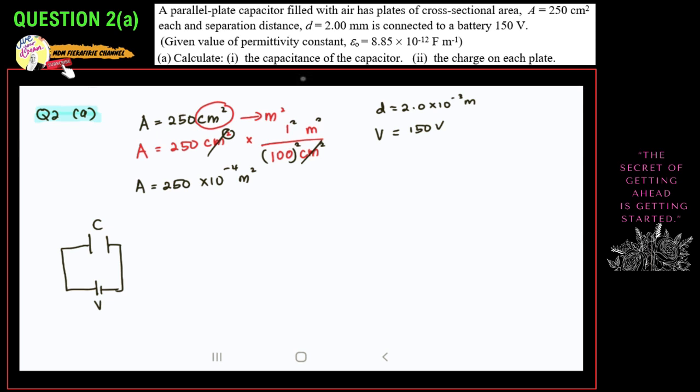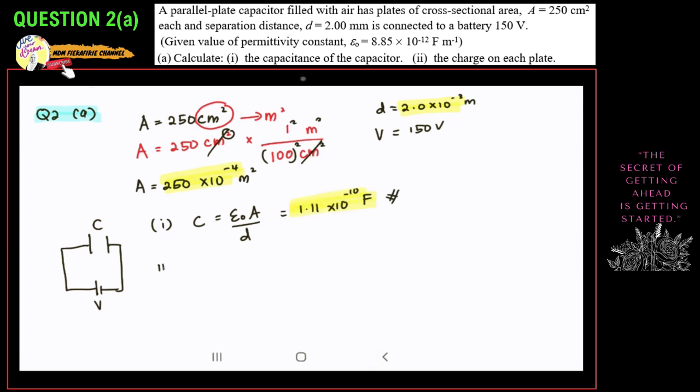The question asks us to find the capacitance of the capacitor, where C is equal to epsilon naught A over D. Just put it into the formula, but make sure you convert all the units correctly. So we have A and D. Epsilon naught is given. Just substitute all the values. Therefore, the answer is equal to 1.11 times 10 power of negative 10 farad. So this is the answer.